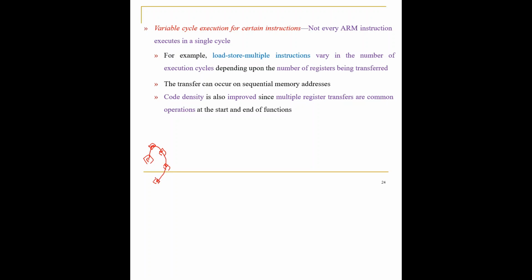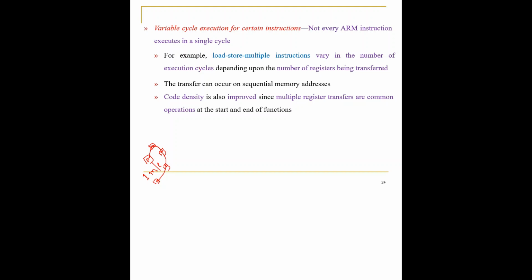Normally the time taken for the data to get executed and stored in the destination register might vary, which means your instruction will not get executed in one single machine cycle. That's what he says, that not every ARM instruction executes in a single cycle. The transfer can occur on sequential memory addresses, that is, between continuous memory addresses. Code density is also improved since multiple register transfers are common operations at the start and end of functions. So basically, variable cycle execution is just because of this.